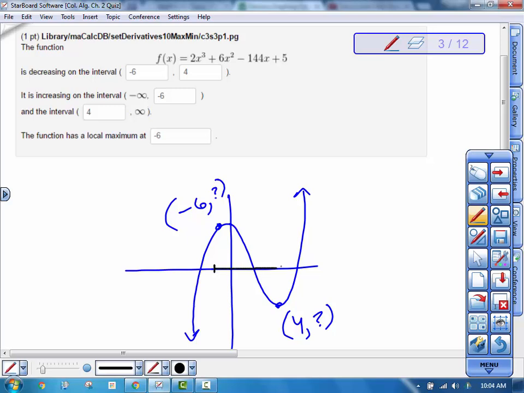So from here to here, there's where it's decreasing. And then it's increasing on the interval from -infinity all the way up to the maximum, -6, and then it's also increasing from 4, so from this point all the way to infinity. Then it's got a local maximum at -6.